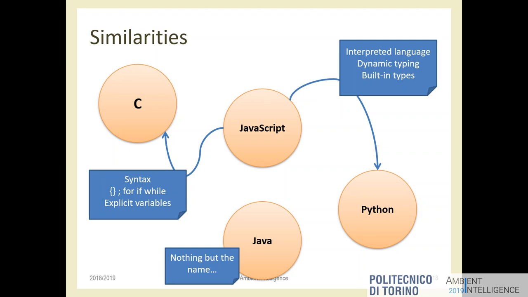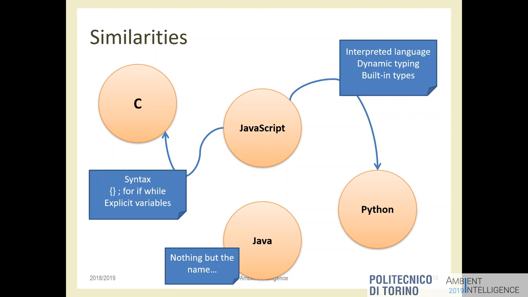JavaScript is an interpreted language like Python. It's not compiled like C. JavaScript has dynamic typing like Python, and not like C, where the typing is strongly static. And JavaScript has a lot of built-in types. Like in Python, we already have arrays, dictionaries, lists, and so on built in. The same is for JavaScript. Unlike C, where there is no predefined type except for the basic int and float and double and char, which are just low-level types. There are no high-level types.